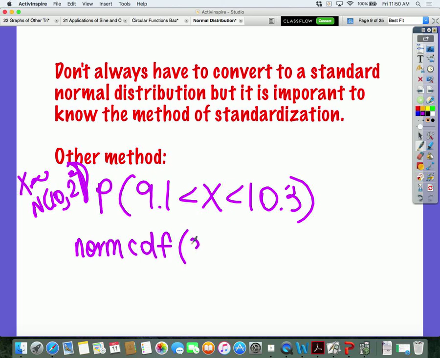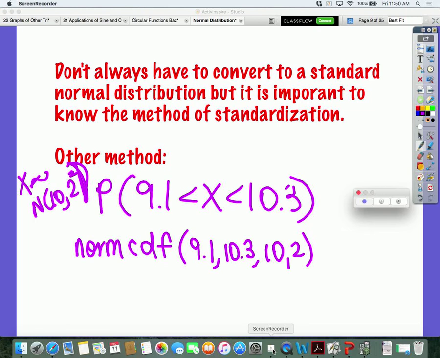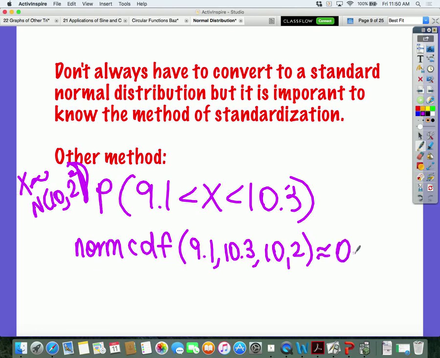In this case, you want to type in your lower bound, your upper bound, your original mean, which was 10, and your standard deviation of 2. And you'll see that when you do that, because I want everyone to do that, they always give you the proper answer. So we'll look at all the problems, and you'll notice that it's actually the same thing.